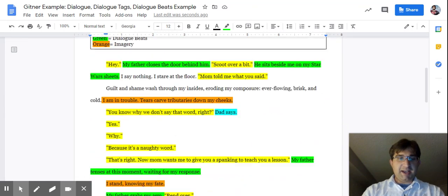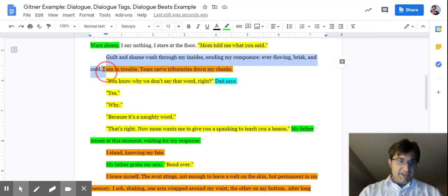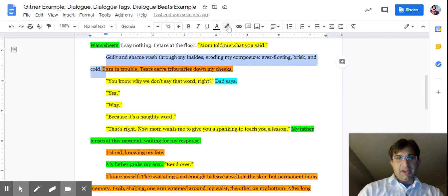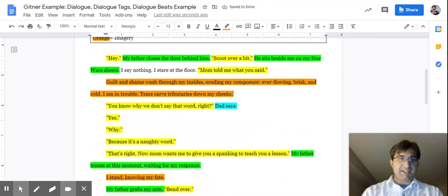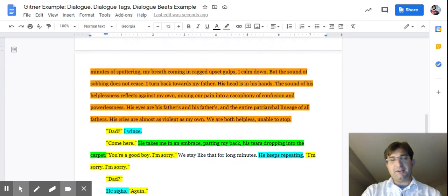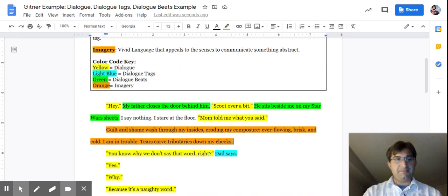What you'll notice is that most of the text in here serves a purpose. This one too: "guilt and shame wash through my insides, eroding my composure." That's also imagery. "I stare at the floor," right? That's a descriptive phrase to talk about where the main character is staring. But most of the words here serve a purpose. They are one of these four things.